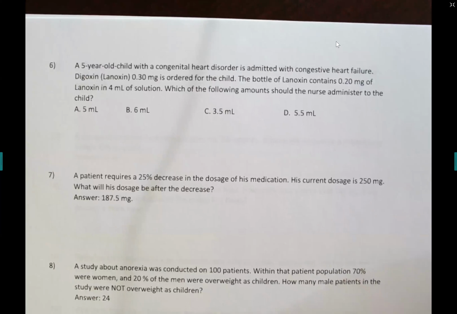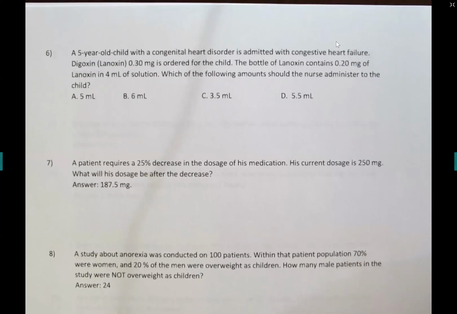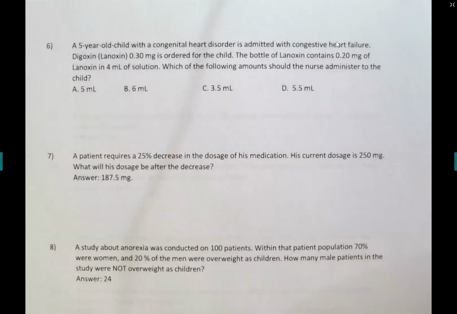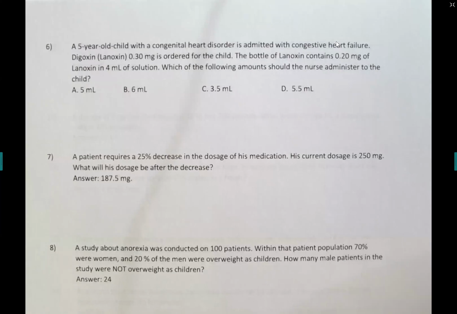Next question, number 6. A 5-year-old child with congenital heart disorder is admitted with congestive heart failure. Lanoxin 0.30 milligram is ordered for the child. The bottle of Lanoxin contains 0.20 milligram of Lanoxin in 4 milliliter of solution. Which of the following amounts should the nurse administer to the child?